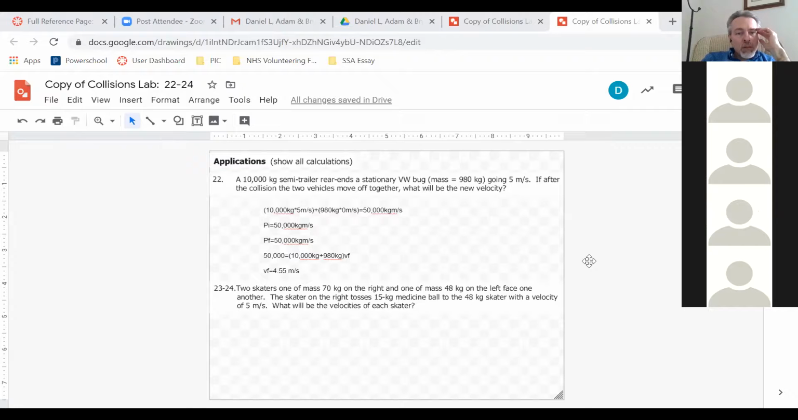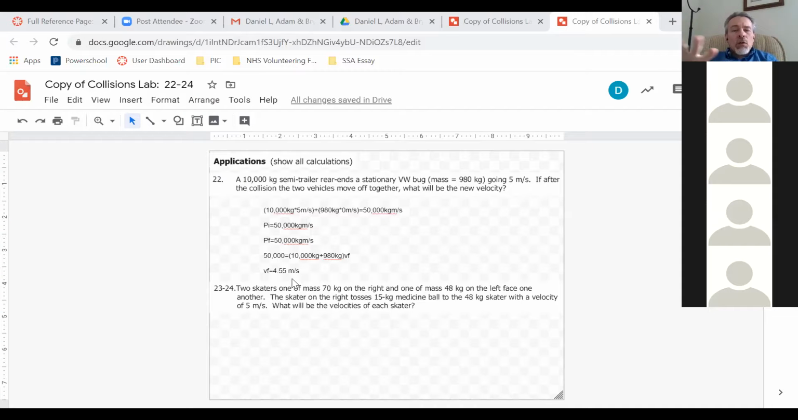So I did the kilograms, or the mass of the semi-trailer, times the 5 meters per second, the velocity, and then I added it to the initial velocity of the Volkswagen bug, which was 0, so it cancels out there, and then you just get 50,000. And then since that's the initial, it's also the final because it's inelastic. So you put that back in and you set it equal to the total mass times the velocity, and then the velocity is 4.55.